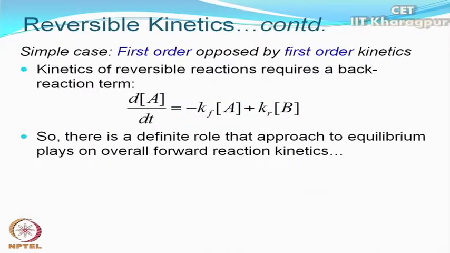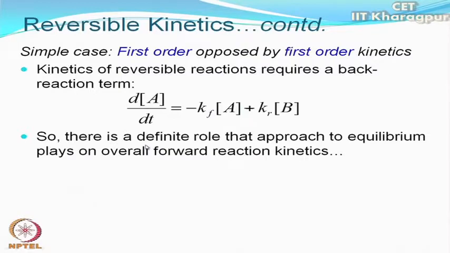So, for reversible kinetics, if it is a simple first order opposed by first order kinetics, then you can write the kinetics of the reversible reaction. In that case, it requires a back reaction. I mean, a considerable amount of back reaction. Otherwise, if the back reaction is not to a considerable extent, then you will see a net forward kinetics. So, for a reversible reaction you need to have a considerable amount of back reaction. There is a definite role that approach to equilibrium plays on the overall forward reaction kinetics.